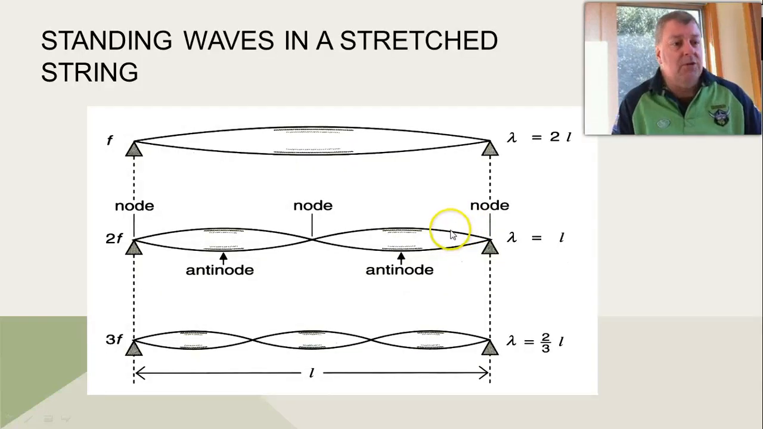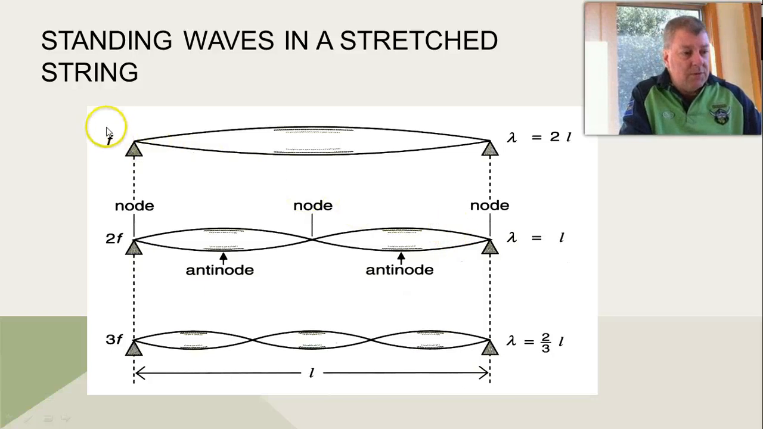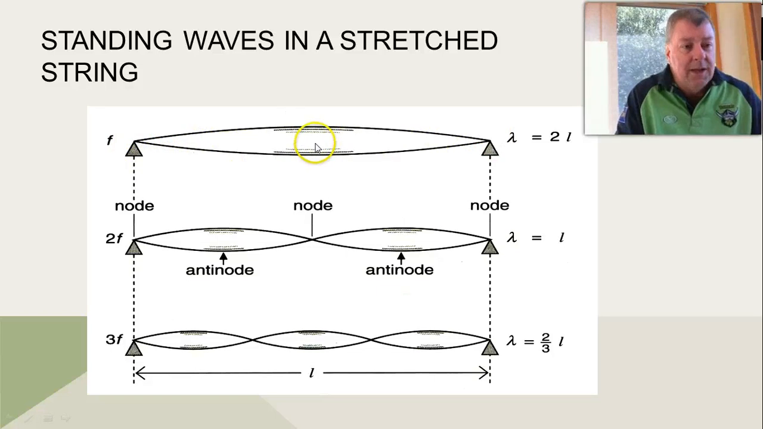Alright, and so what we're going to do is just introduce a bit of terminology here. So this would be what's referred to as our fundamental frequency. This is the simplest standing wave you can have, where you have a node and an antinode in between.